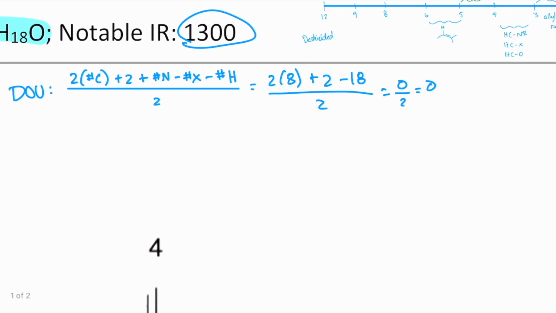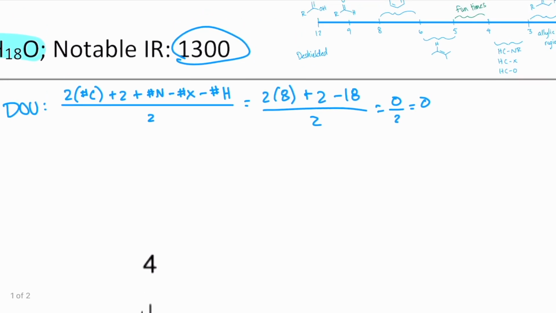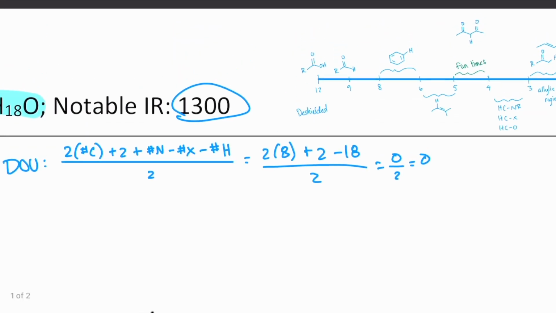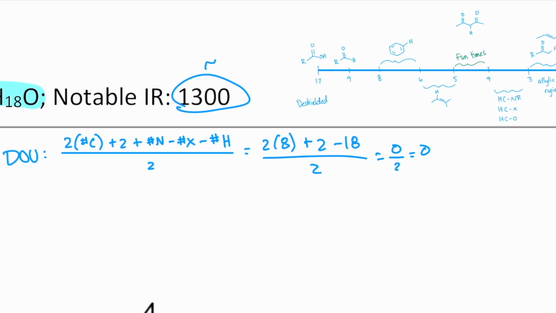We have a peak at 1300. Your peak at 1300 is likely going to be some ether, a C-O bond, something like that. Actually, I'm going to write it like that.